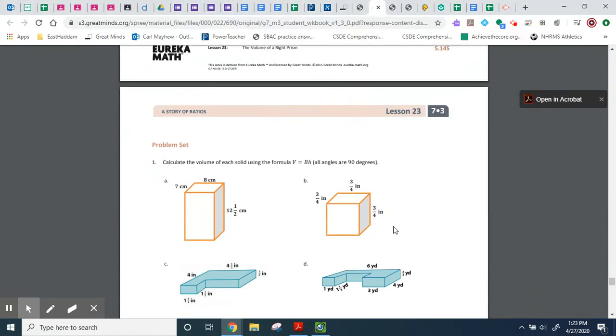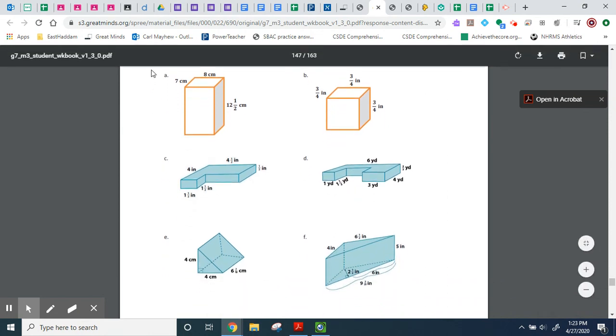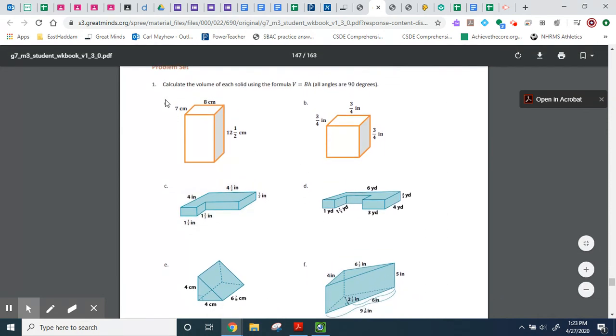So what I'd like you guys to do today is try a few of these. I'd like you to look at number 1, letters A, C, and E. So just 3 problems. Take a look at those 3 problems and see if you can use that formula, base area times height, to determine the volume of these 3 shapes.